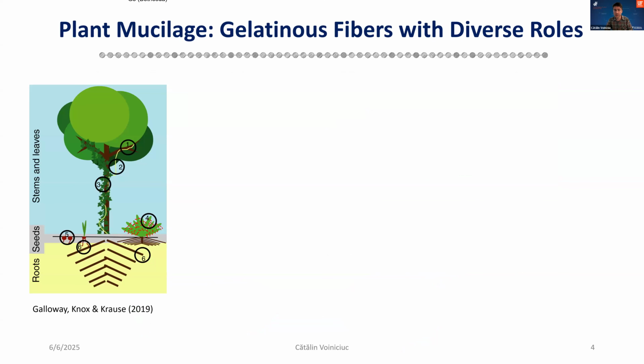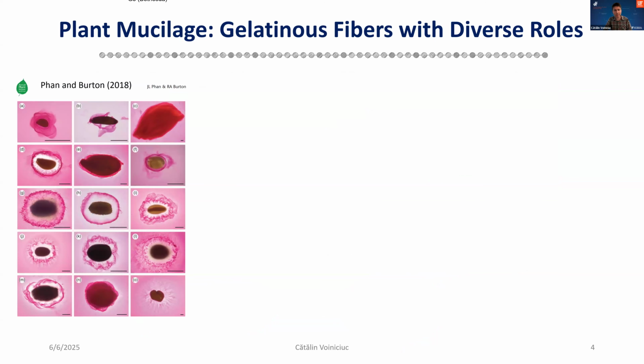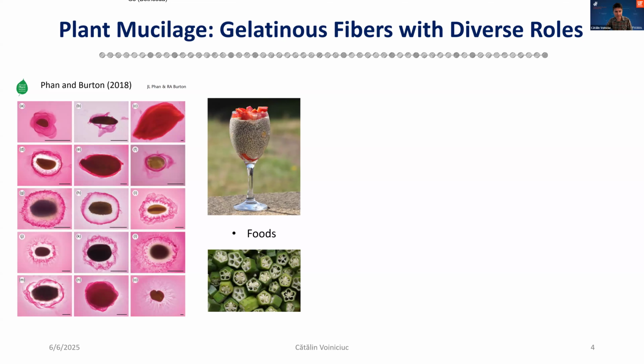Now, I'm not sure how many of you have heard of mucilage before, but these gelatinous fibers have diverse roles in nature, and they're found to be produced by all sorts of organs, from roots to seeds to stems and even leaves. And so here are some examples of the biodiversity of seed mucilage. I'm not going to point out all the species outlined here, but they include plantago seeds, flax seeds, chia seeds. Some of you may have had this with your breakfast. That's the example of chia seeds up top.